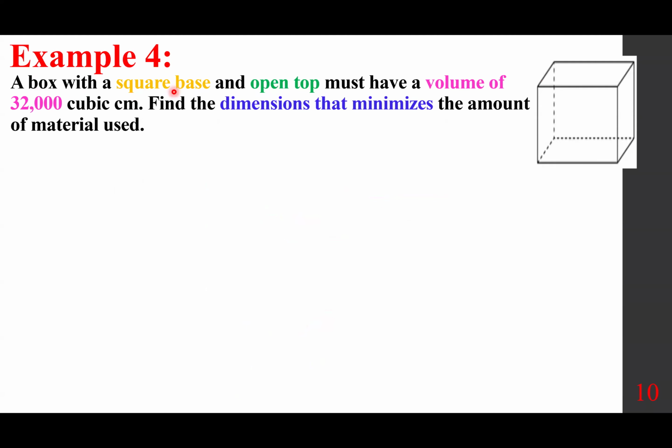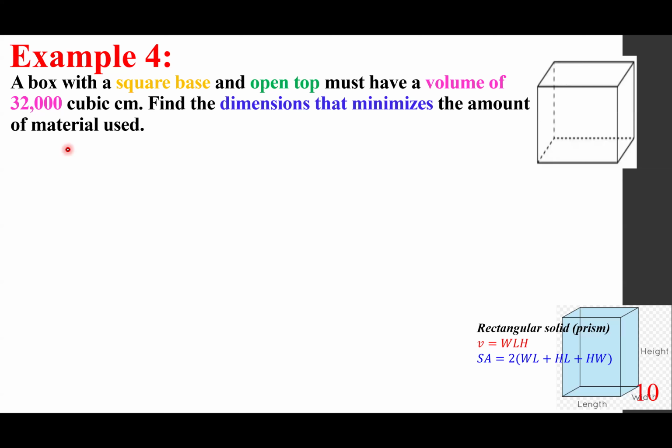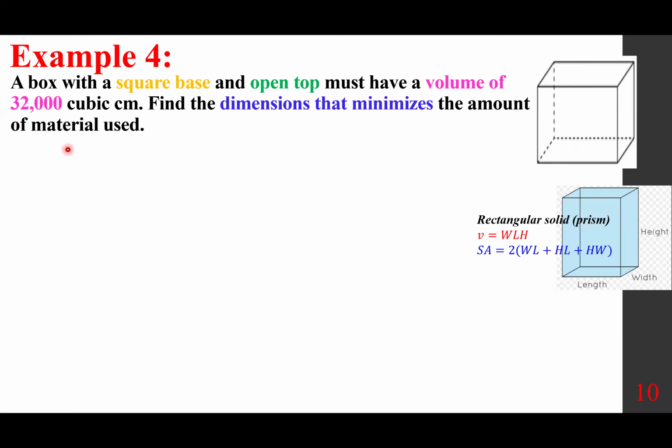Example 4. A box with a square base and open top must have a volume of 32,000 cubic centimeters. Find the dimensions that minimize the amount of material used. First, a piece of information from algebra geometry. This is a rectangular solid, also known as a prism. The length, the width, the height. If you multiply all of them, you get the volume.